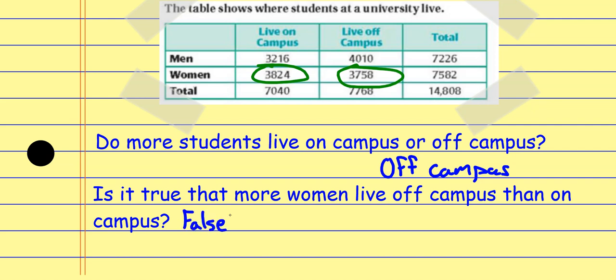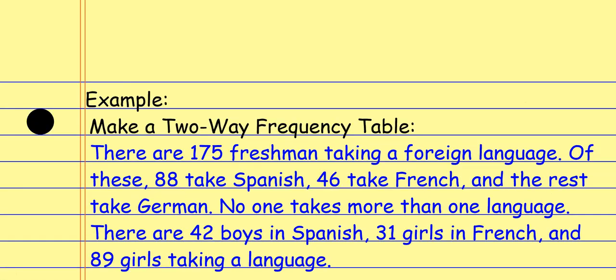Okay, but again, it's just reading these frequency tables and identifying the different components. It's broken into a lot of different categories. You have to understand what each of those totals mean and where they come from. Okay. So now let's create one of these two-way frequency tables.